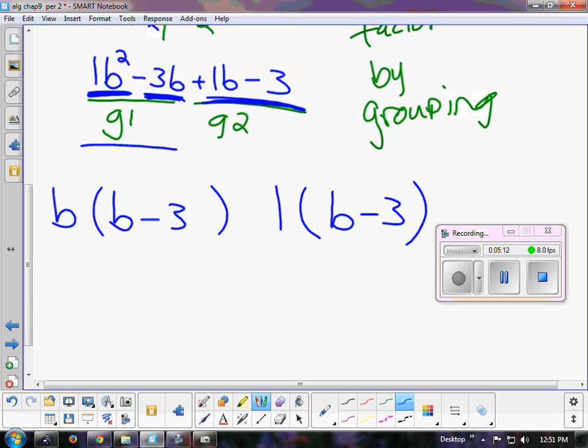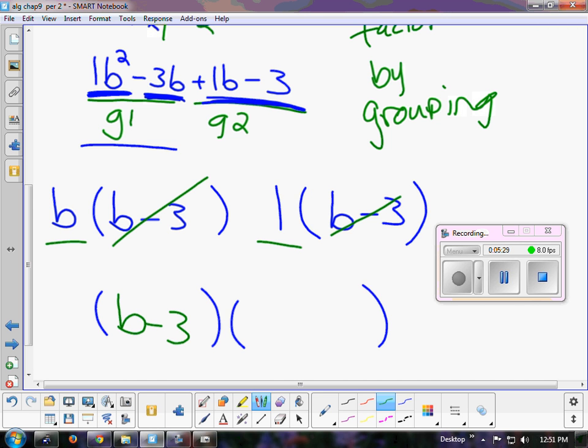Now your answer is going to be two binomials. One of the binomials is the one that's repeating, so that would be b minus 3. The other binomial would be what's left over, b plus 1, is the other binomial.